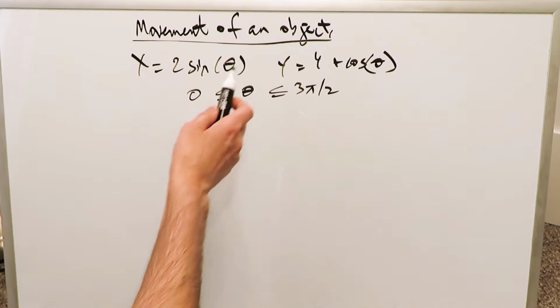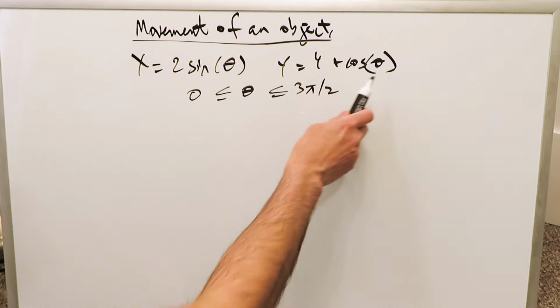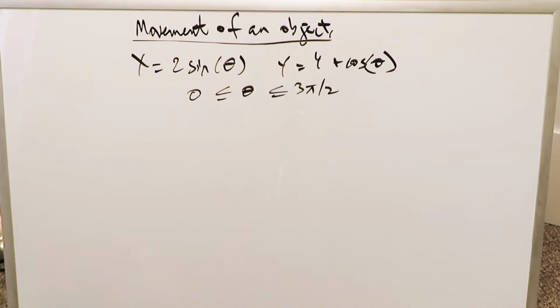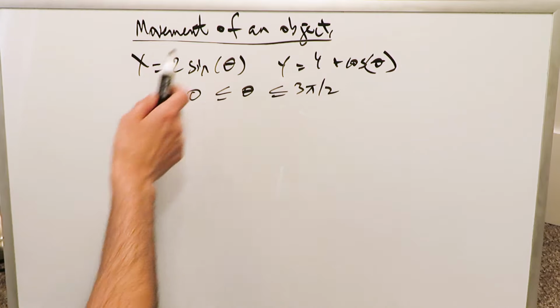What are you thinking about in your head? If I'm looking at this, I have x, y, and I have a third variable, theta. I'm thinking about a parameter. The theta here is a parameter. Therefore, I have two parametric equations. We have to analyze them. The analysis will give us the movement of the object.